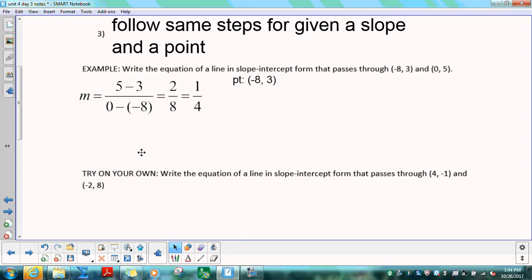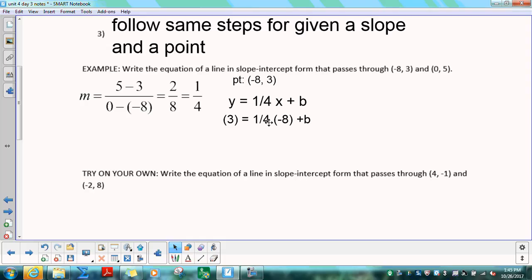Okay, so now I'm going to follow the exact same steps. I have a slope and I have a point. Same steps from the last example. I write it out with my slope in it, my form with the slope in it. So it's y equals 1/4 x plus b. I need to know what that b is. So to find it, I'm going to plug in the x, the -8, and the y, the 3, into my equation. I'm going to go ahead and simplify.